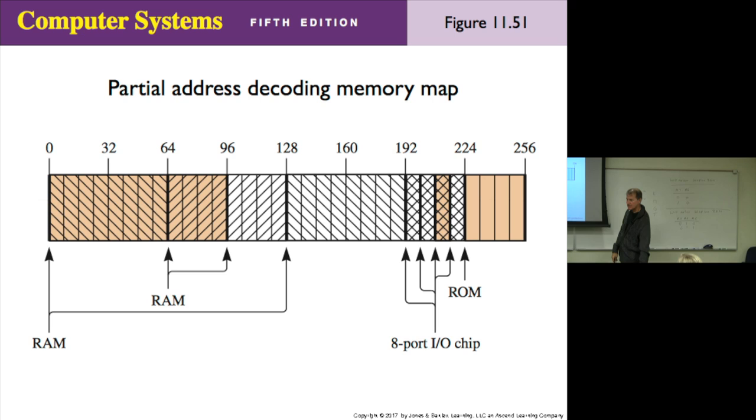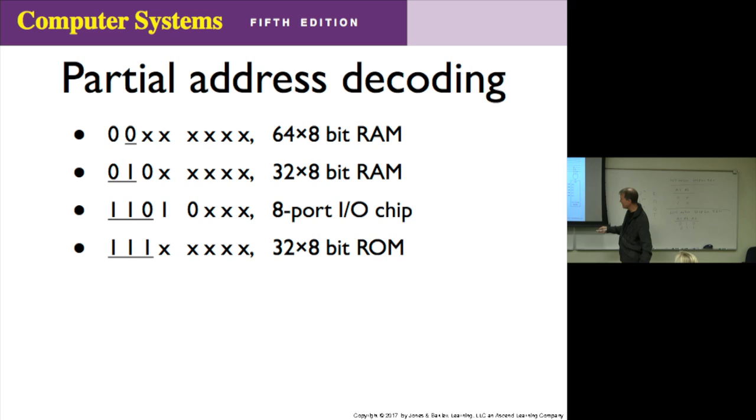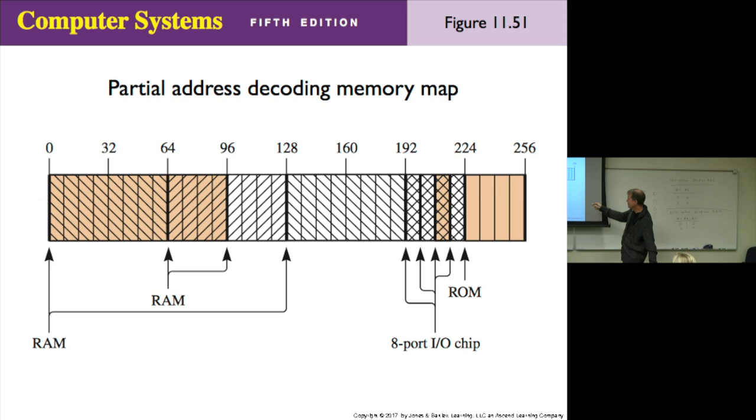And what about the 8-port I/O chip? Originally we said the 8-port I/O chip was supposed to be where? Let's go back to our original map. We said we are wiring it into 208? But look, with this partial address decoding, not only is it wired into its original location, the 208, but there are also clones at 192 here. 208 is the original, and here.